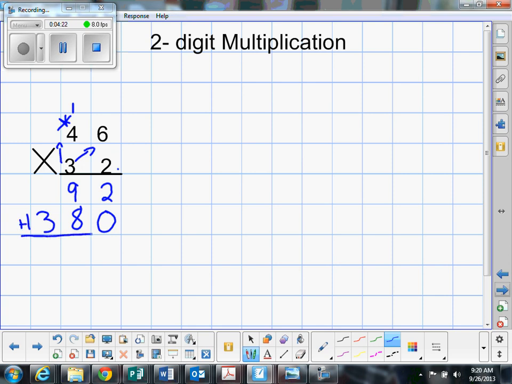And then I add. 2 plus 0 is 2. 9 plus 8. Well, I know that 8 plus 8 is 16, so I must add 1. 17. And that's a mental math strategy. I carry the 1. 1 plus 3 is 4, and there's that 1 in the thousands column. So the answer is 1,472. Use this when we're doing two-digit by two-digit math if you need assistance.